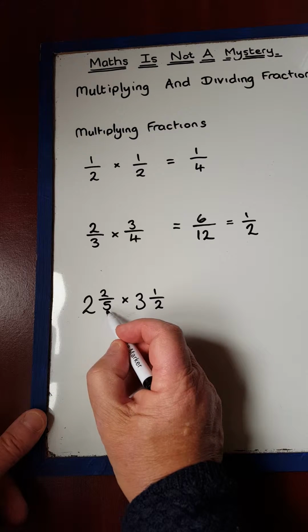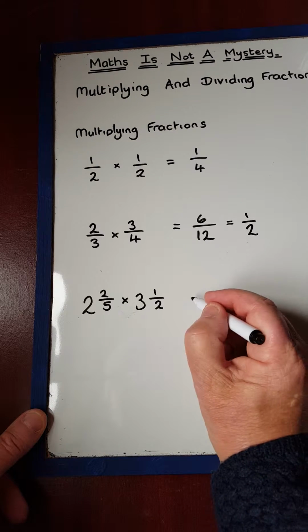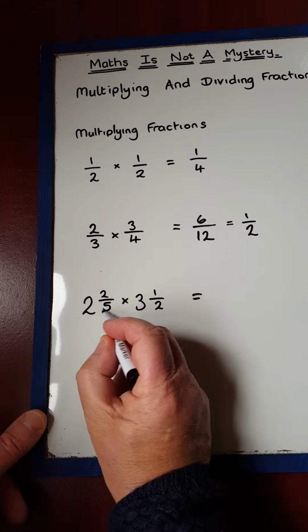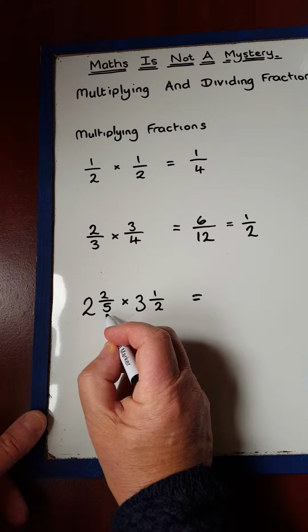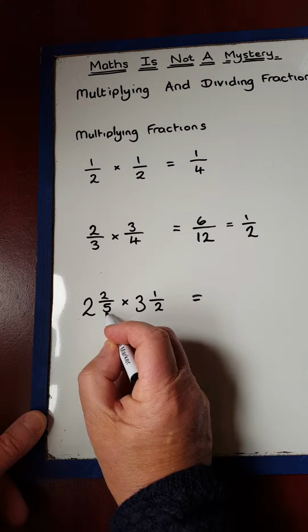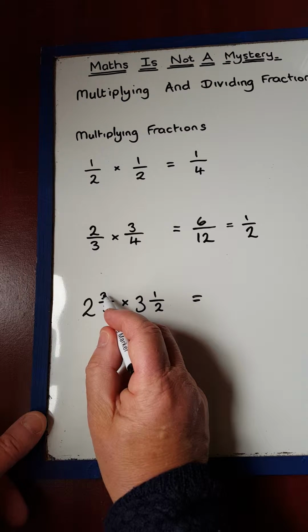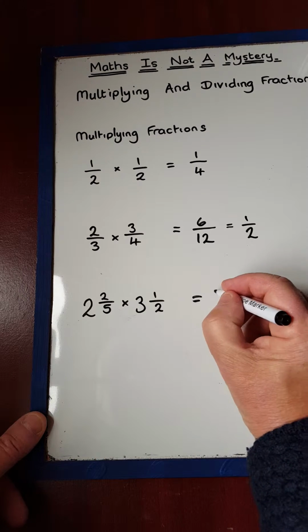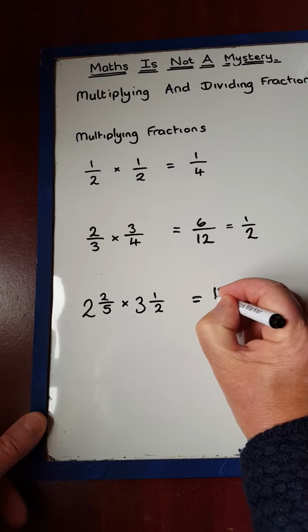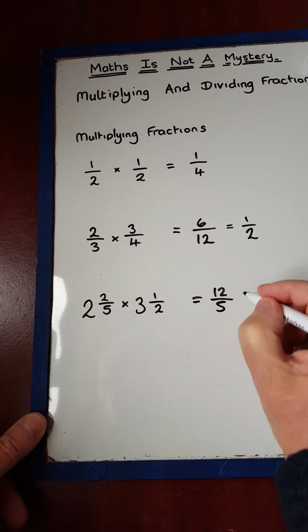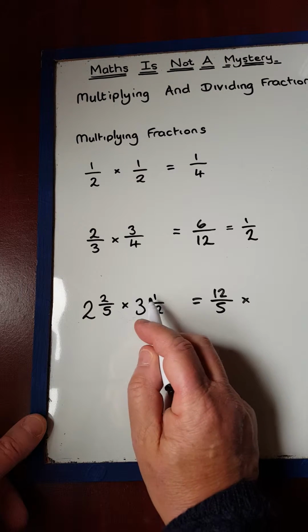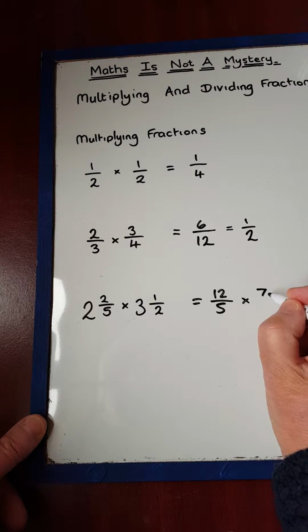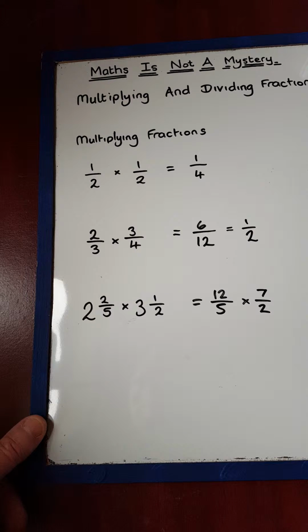To convert 2 2/5 into an improper fraction, we're doing 5 times 2 there. So the whole number multiplied by the denominator. 5 times 2 is 10. Add on that top number there, which makes 12. So that's going to be 12 over 5 times 3 1/2. 3 times 2 makes 6. Add on that 1 makes 7 over 2.